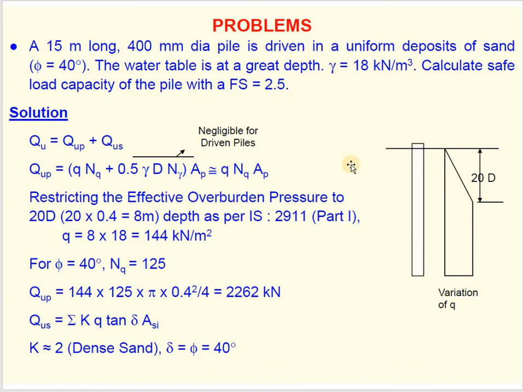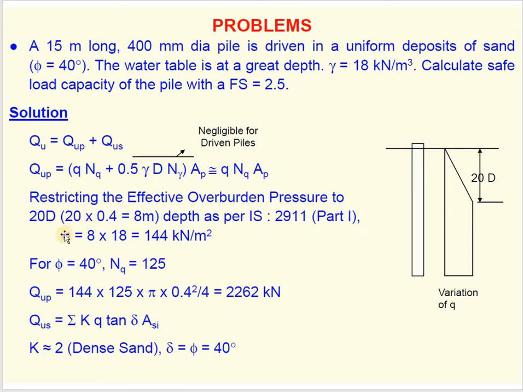So now here we have the phi value as 40 degrees. The effective overburden is up to 20D as per the code. That means if D is the diameter of the pile, here it is 400 mm, the effective overburden is up to 8 meter. So up to here you have the effective overburden, and then this will be a constant value. Based on that you have to find the capacity.